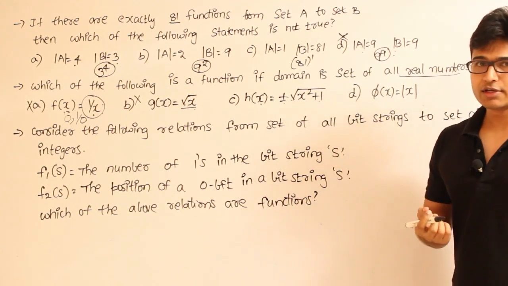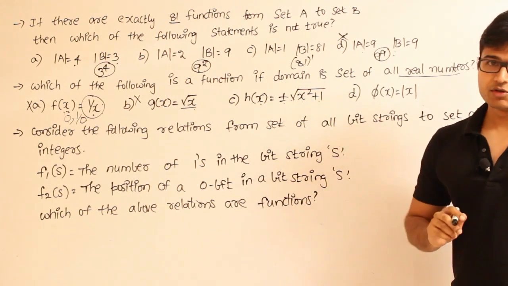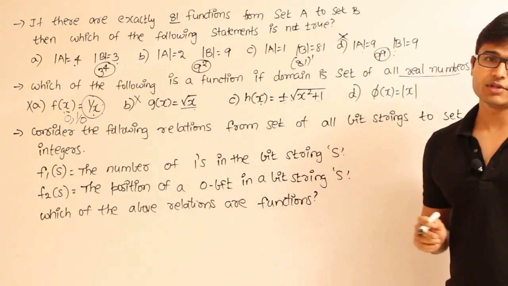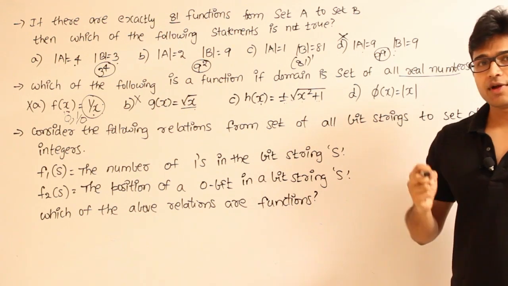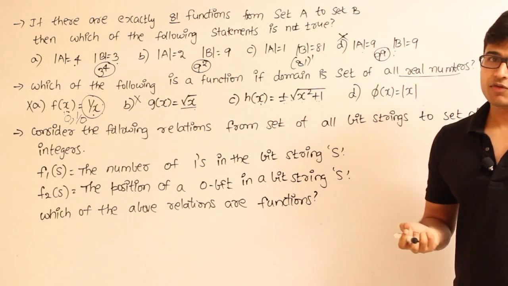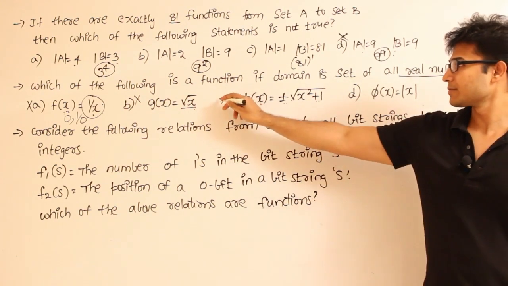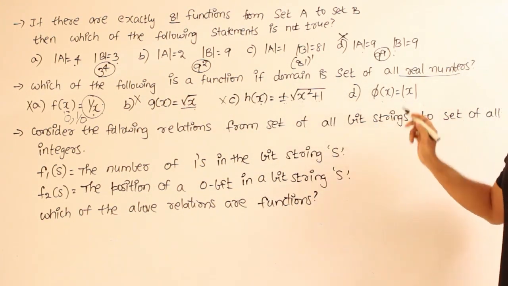But here if you observe it, for example, if you put x equal to 0, you are going to get plus or minus root 1, which means you get plus 1 as well as minus 1. Therefore for one value we are getting more than one values, so it cannot be a function. Now what about this one?